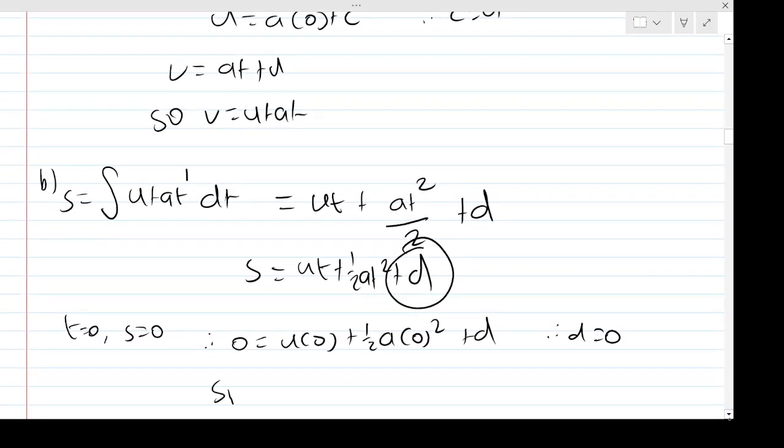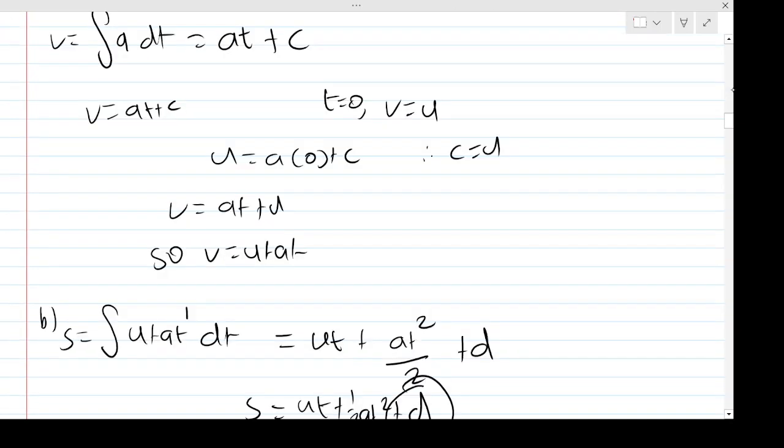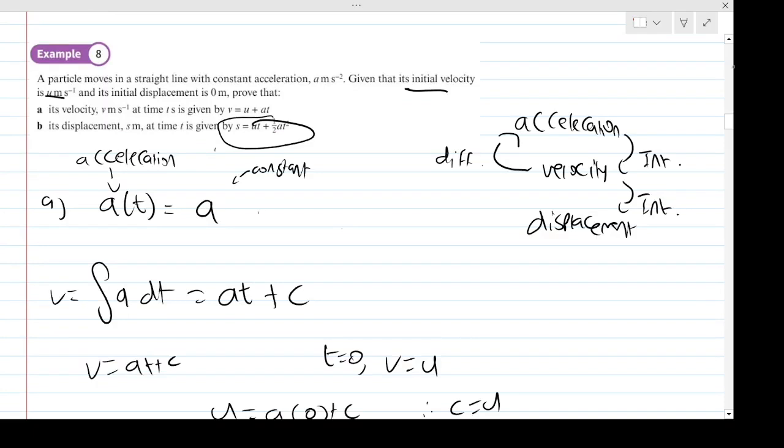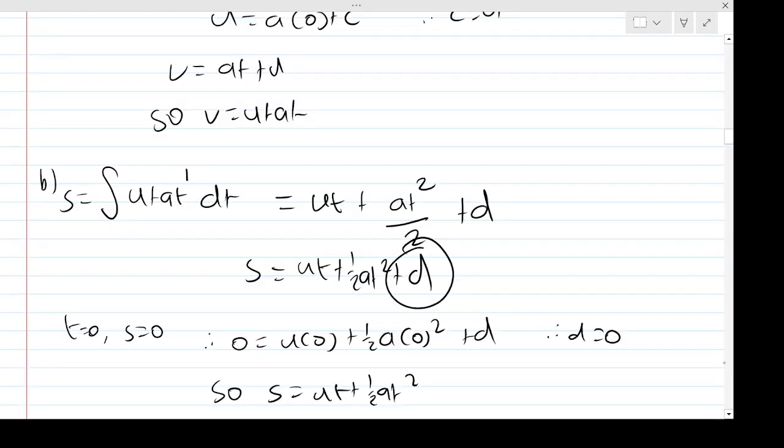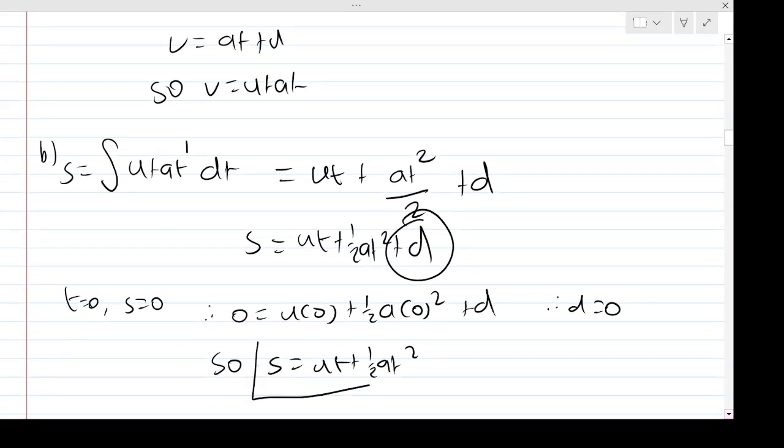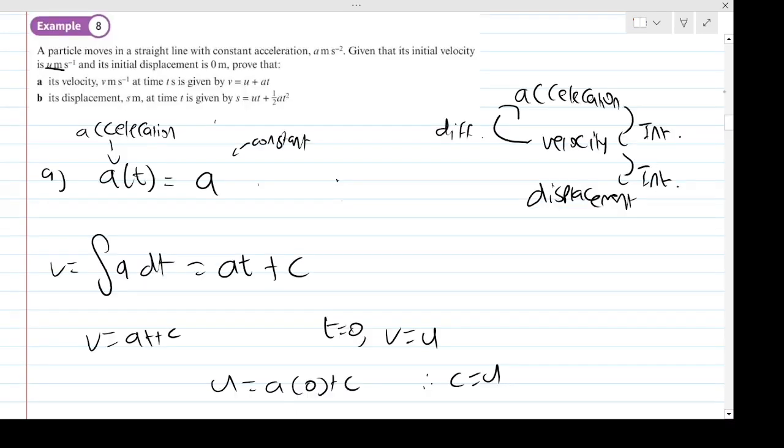So therefore, we get that s is ut plus a half at squared. And that is it, okay? The d goes away because it's 0. And there we are. We get the formula they wanted. s is ut plus a half at squared. So that's the whole idea. We can prove the Suvat formulas in this way as well. We started with the fact the acceleration will always be constant. Okay, so there we are.